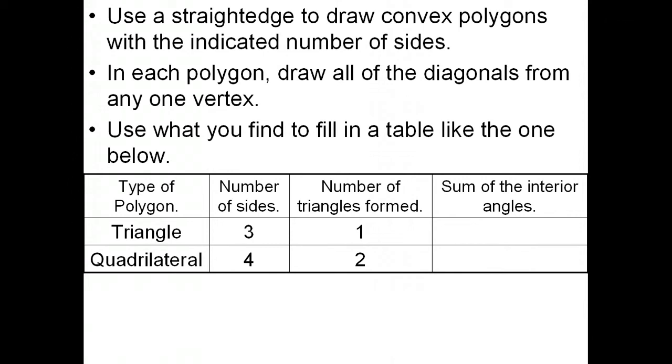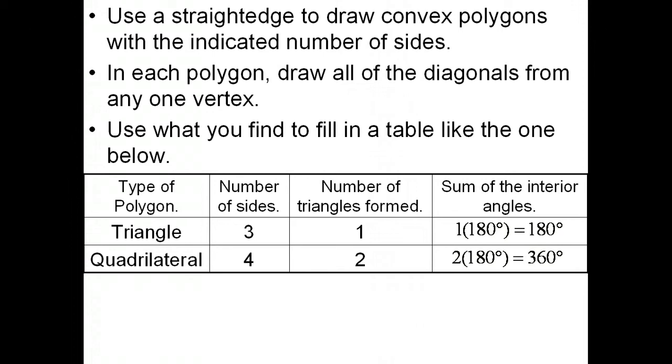And when I draw the diagonals, I see that what I end up with is triangles. Well, with a triangle, I have no diagonals, so I only have one triangle. We know that the sum of the interior angles of one triangle is 180 degrees. For a quadrilateral, when I draw my diagonal, I can draw 1. It divides that quadrilateral into 2 triangles. And so if I wanted to find the sum of the interior angles, I might notice that all of those add up to be the angles of the polygon themselves. So I would do 2 times 180 because I have 2 triangles.